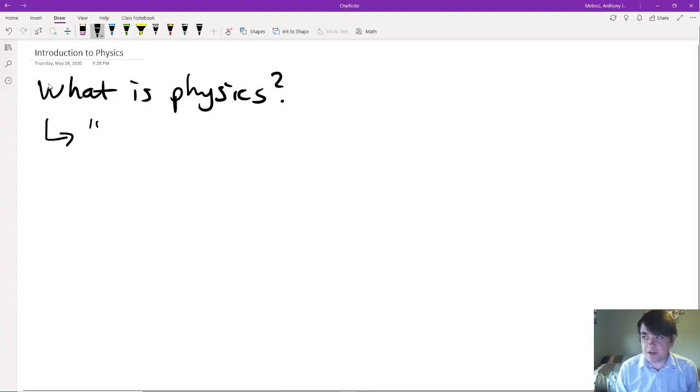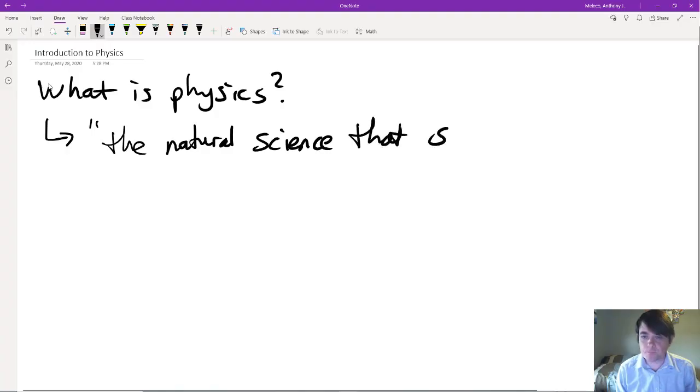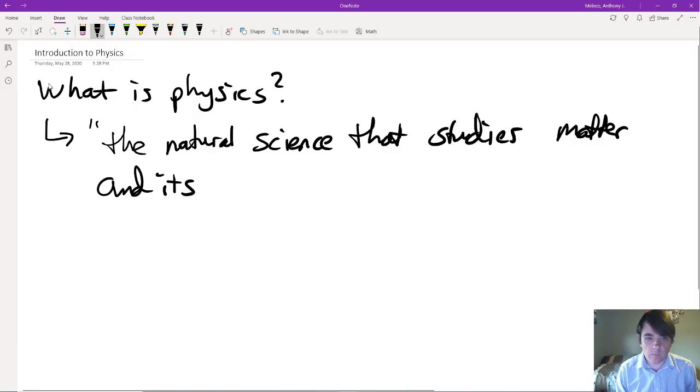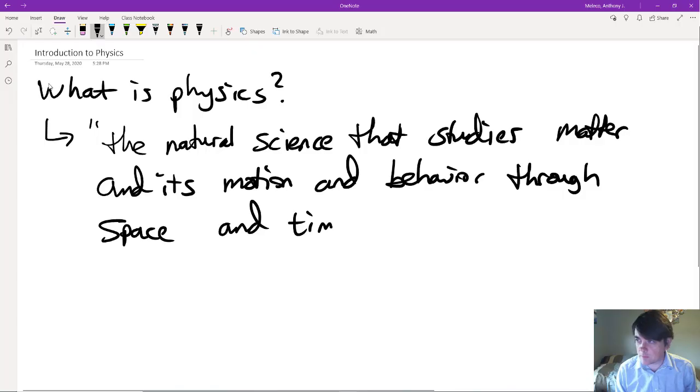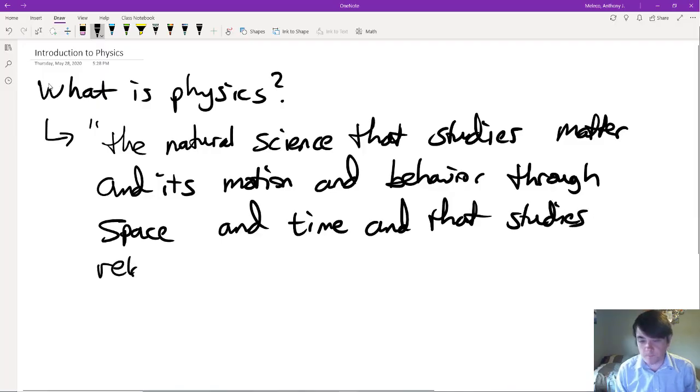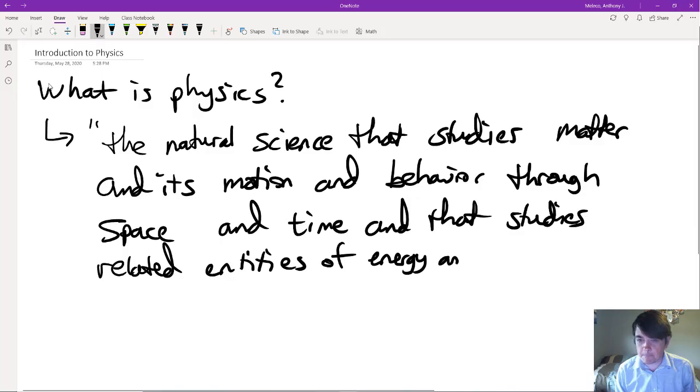But what Wikipedia defines this as, and I think it's a really good definition, which is why I usually use it, is that physics is considered the natural science that studies matter and its motion and behavior through space and time, and that studies related entities of energy and force. So let's go over this real quick.